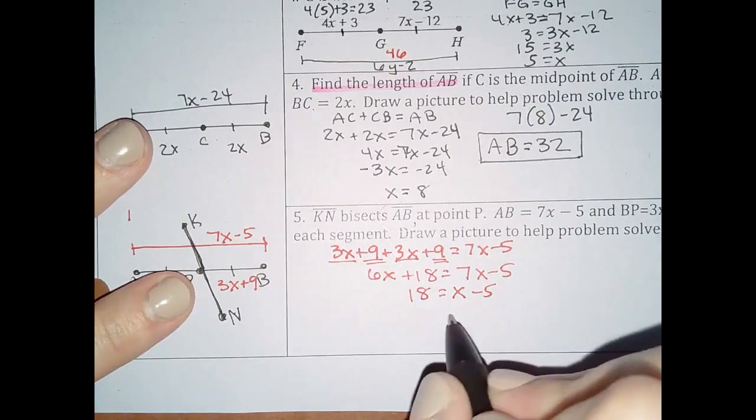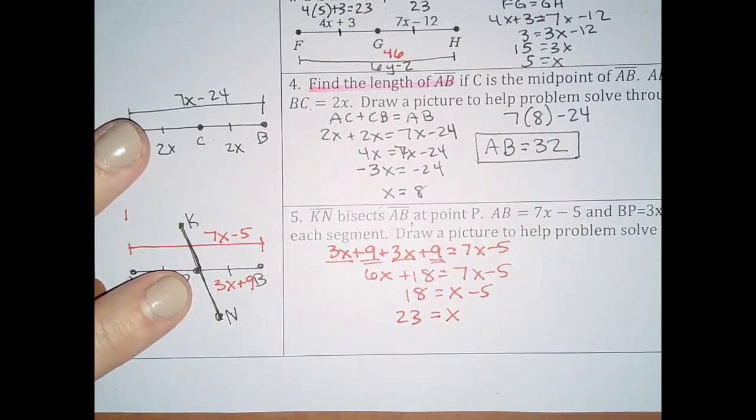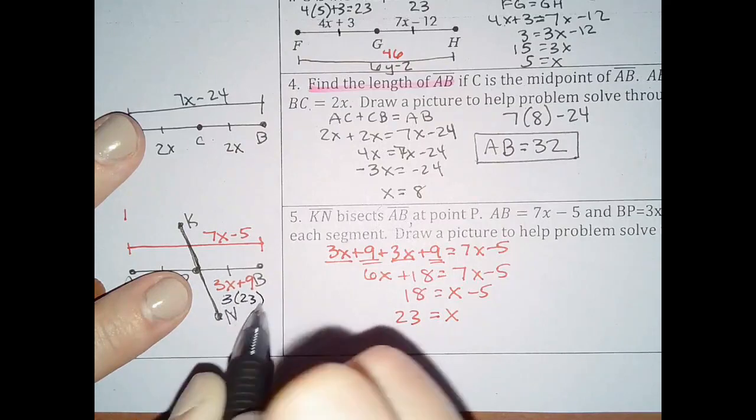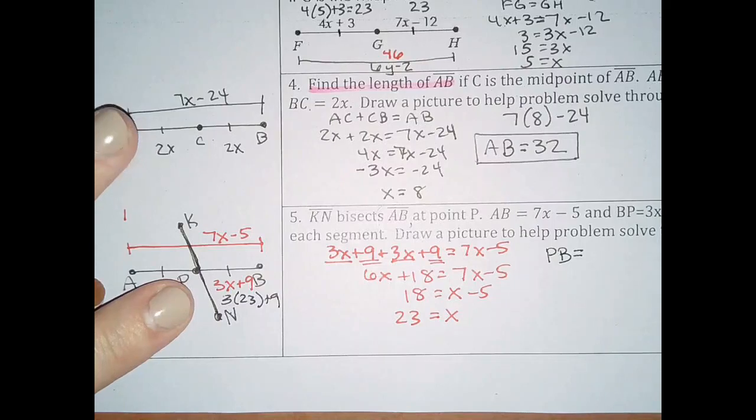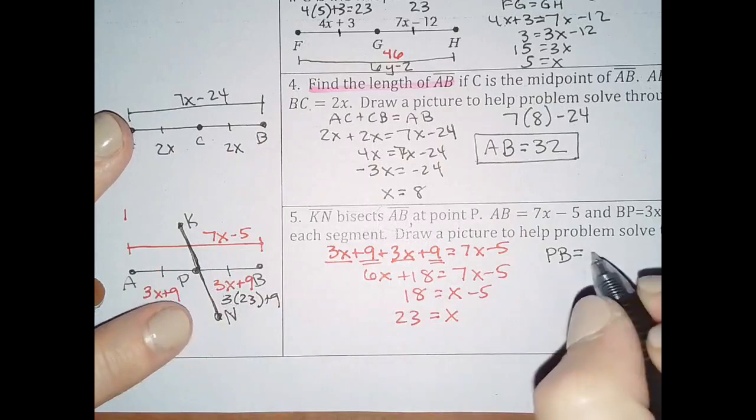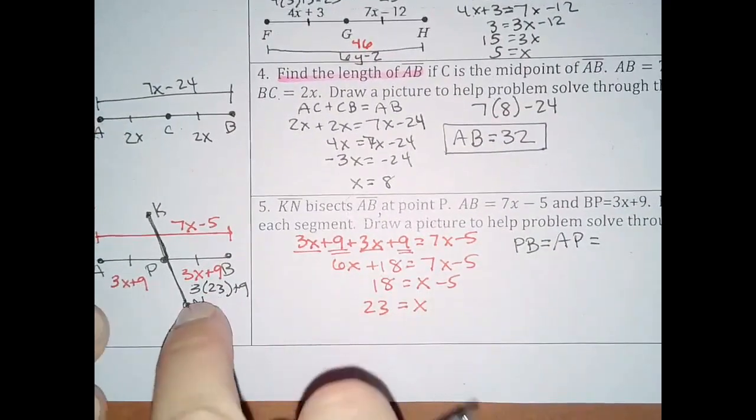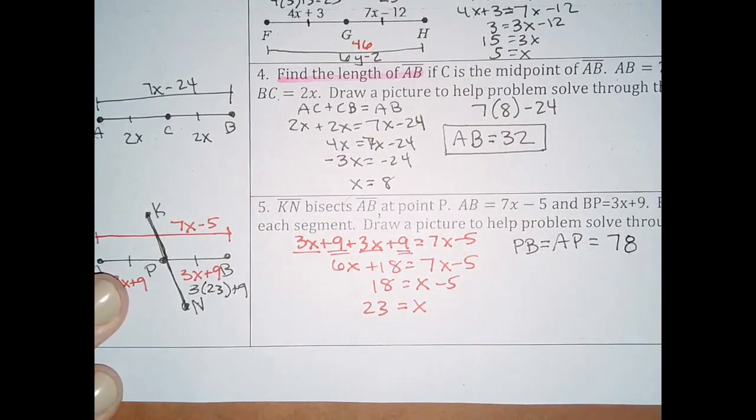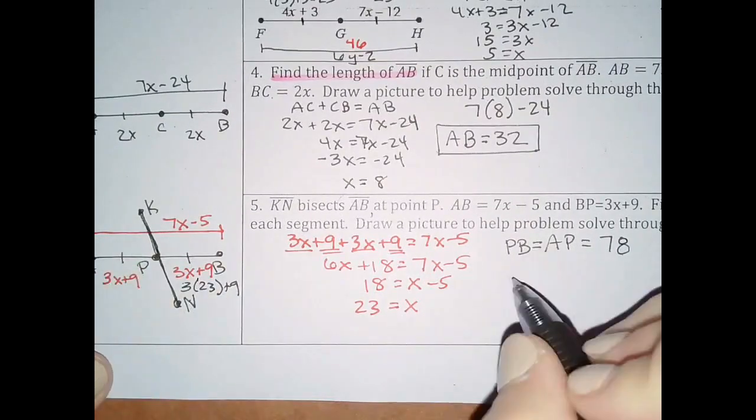Ultimately, I want to find the measurements. So that is 3 times 23 plus 9. So PB equals, well, PB is the same thing as AP. So PB equals AP. Both of those things equal 3 times 23 plus 9, that's 78. If this is 78 and this is 78, then AB is 78 plus 78, so 156.